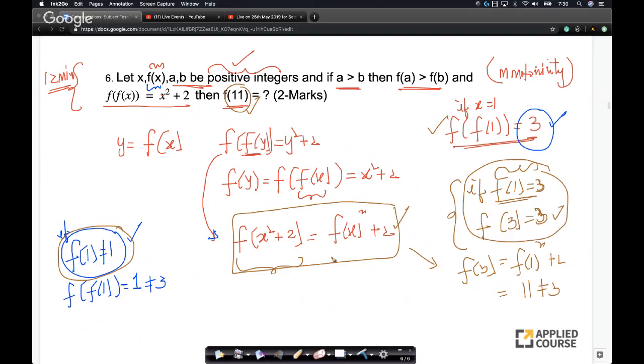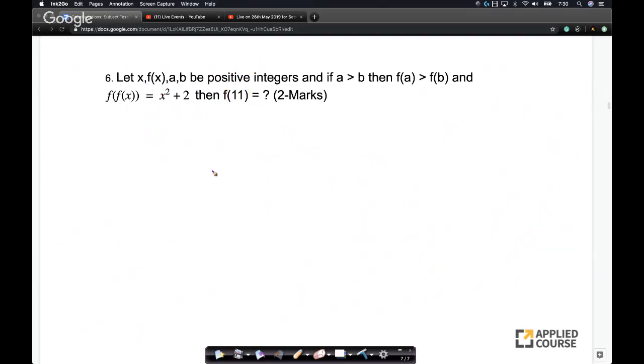Okay, so two problems. The next thing I'll prove is that f of 1 cannot be greater than 3. Let's assume, just for simplicity, it is equal to 4, which is greater than 3. I can prove that for every value greater than 3, f of 1 cannot be greater than 3.